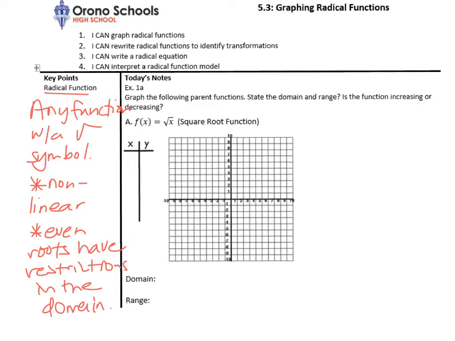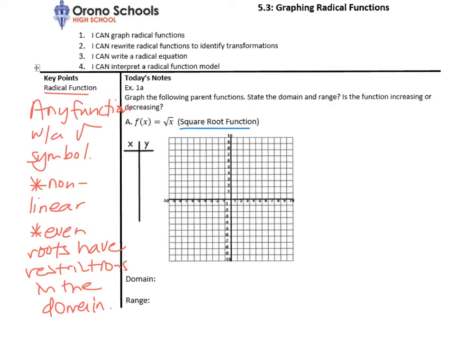On the right, it says graph the following parent functions. State the domain and range. Is the function increasing or decreasing? The first function that we'll graph won't have a number in the radical or the root location. This is called a square root function.